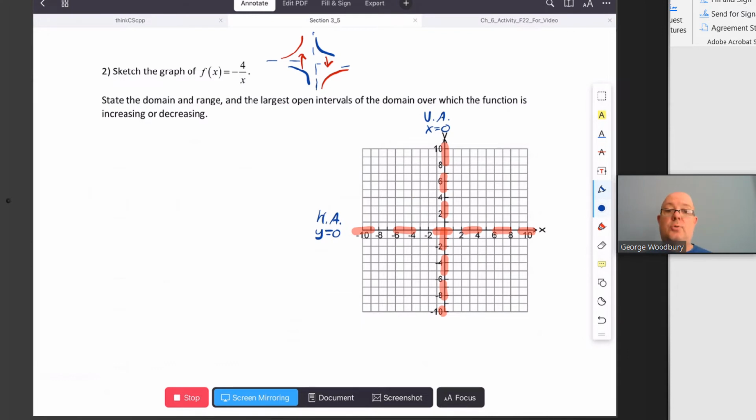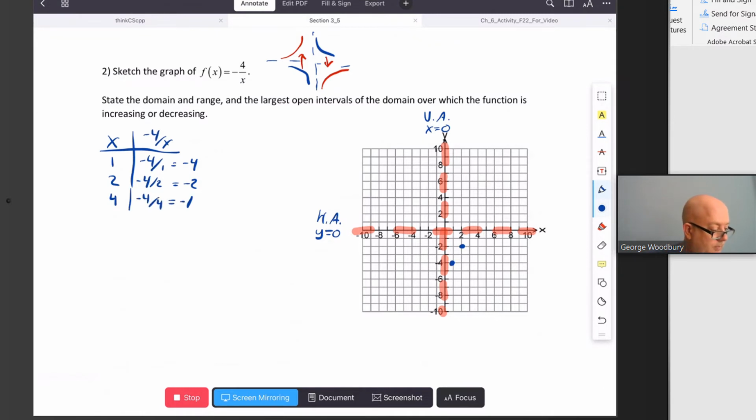Let's go after it. So first, I'm going to start on the right-hand side with x and then negative 4 over x. So when x is 1, negative 4 divided by 1 is negative 4. So we've got a point at (1, -4). When x is 2, negative 4 divided by 2 is negative 2. Now I'm picking numbers that I can divide into 4. So when I try x equals 4, negative 4 divided by 4 equals negative 1.